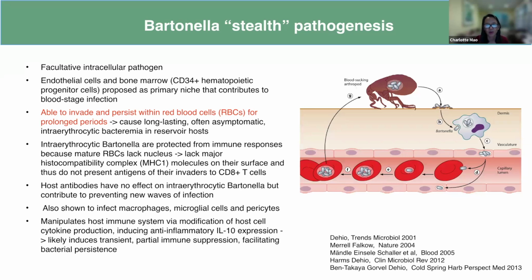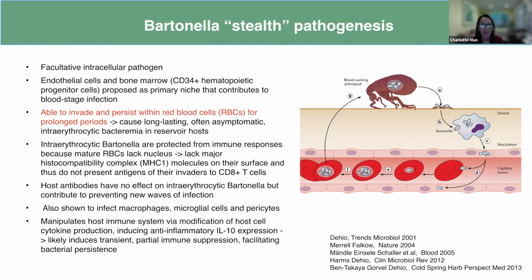So just doing a little review of immunology, mature red blood cells lack a nucleus, and thus they lack what's called major histocompatibility complex on their surface. And that is what presents antigens of intracellular invaders to the immune system, specifically to CD8 positive T cells. So intraerythrocytic Bartonella are not being presented to the immune system and can be quietly residing within the red blood cells.